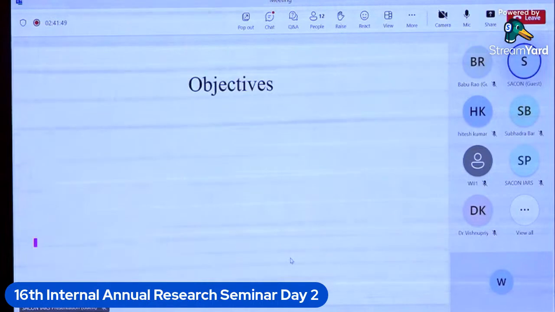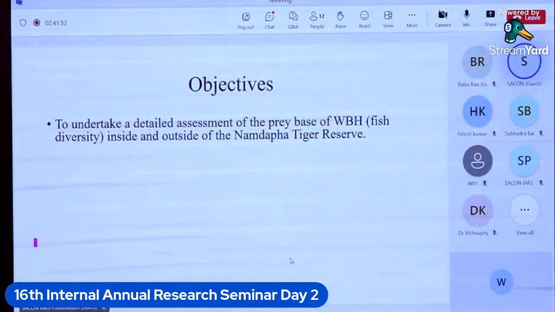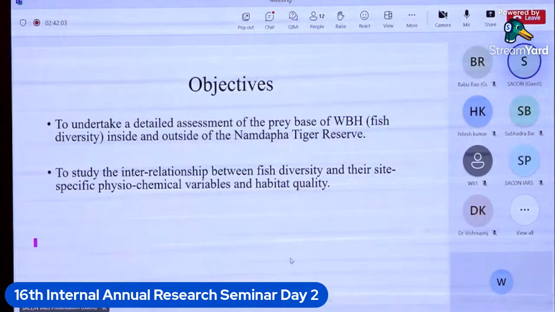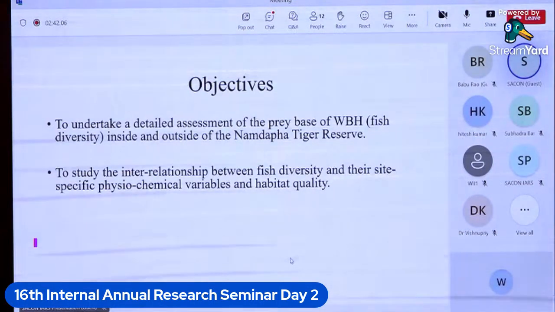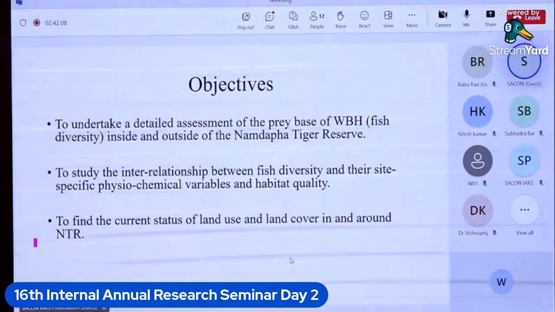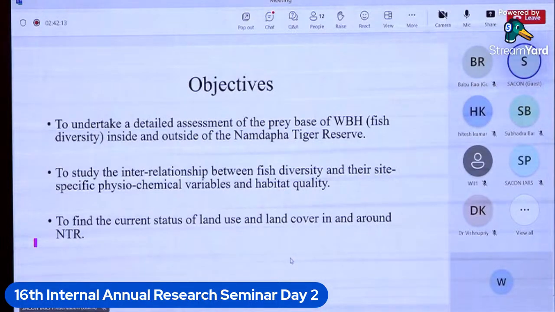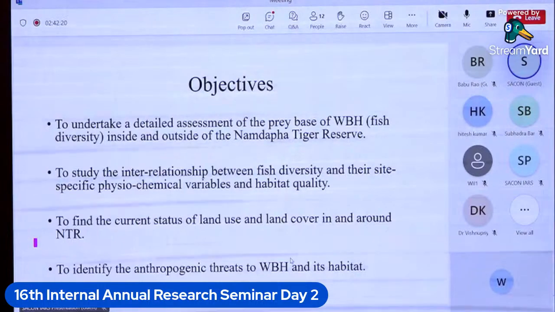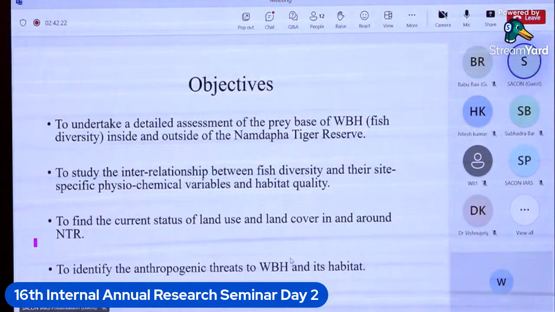So we initiated the study in the areas where this bird is known to occur, where we did a detailed assessment of the rivers. We also found the drivers of the fish communities, and we studied the current status of land use and land cover in the Namdapha Tiger Reserve. And we also assessed the anthropogenic pressures on the White-bellied Heron and its prey, as well as on the fish communities.